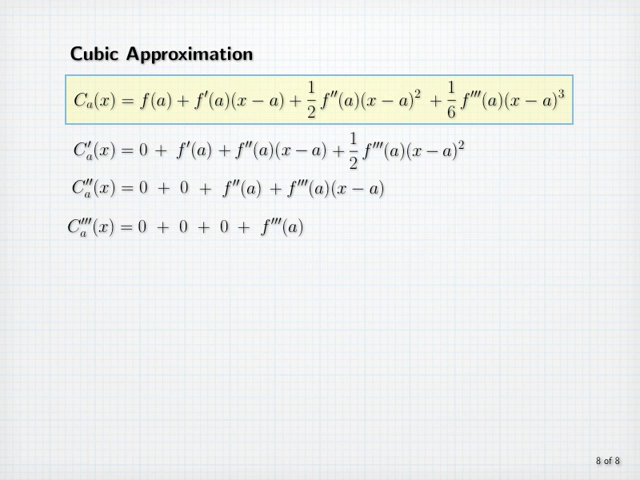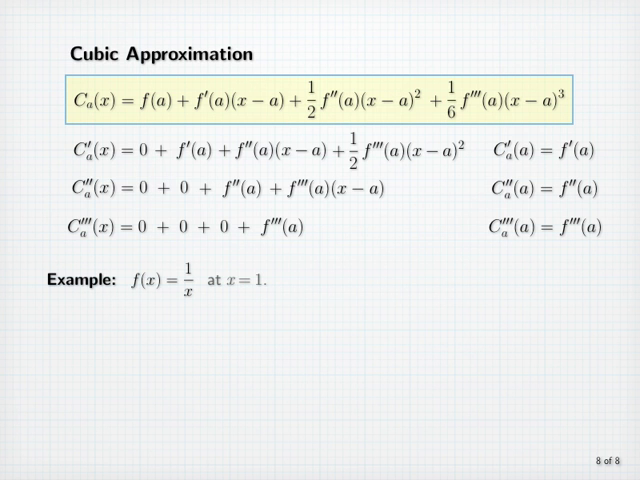So we observe that the value of c sub a prime at a is the same as the value of f prime at a. The value of c sub a double prime at a is the same as the value of f double prime at a. The value of c sub a triple prime at a is the same as the value of f triple prime at a. So this is the unique cubic polynomial whose value, as well as the values of its first three derivatives, agree with corresponding values of f at x equals a.